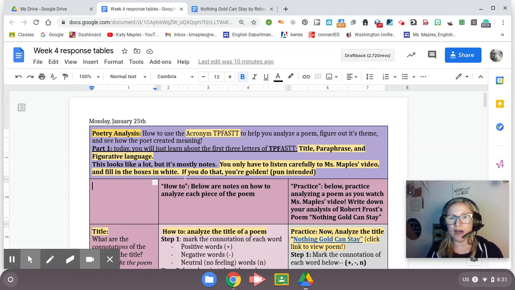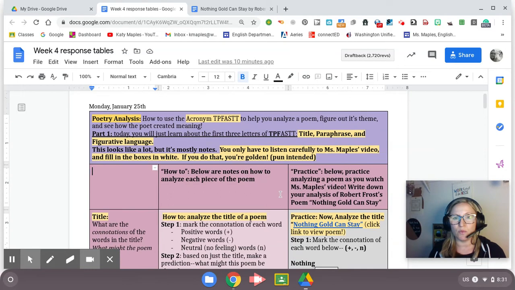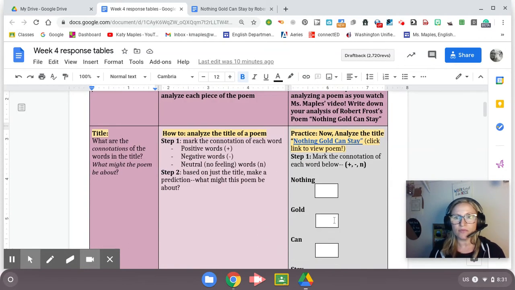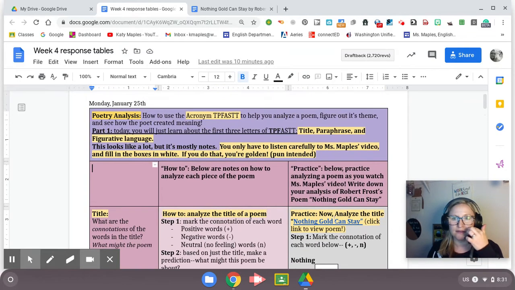This looks like a lot, but it's mostly notes, so you only have to listen carefully to my video and fill in the boxes in white, okay? And you will be golden. Pun intended, because I am punny. So follow along and pause if you need to and fill in the boxes. Make sure you're listening carefully because everything I'm teaching you in regards to Nothing Gold Can Stay, we're going to use with other poems this week.